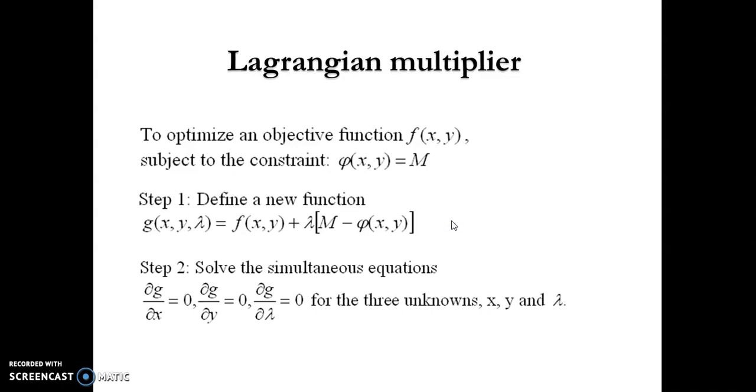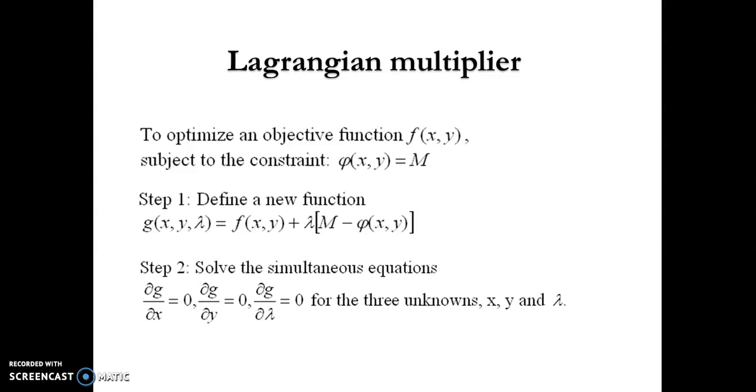Now, the following steps must be followed. Firstly, you are going to have to define a new function, which we'll speak about in more depth in a moment. Next, you are going to have to find the three first order partial derivatives of this function, right? So that is with respect to x, y, and lambda. Then you are going to solve the simultaneous equations by setting those first order partial derivatives all equal to 0 so that you can solve for the three unknowns x, y, and lambda.